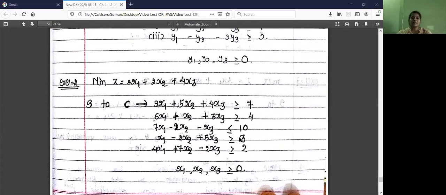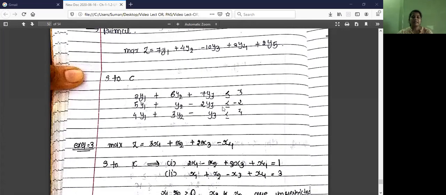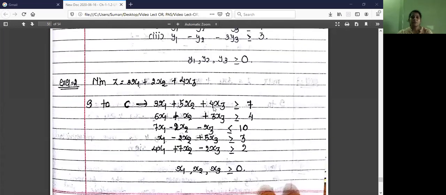What is our subject to constraint equation? It is 3y1 plus 6y2 plus 7y3 plus 1y4 plus 4y5. Our question is in maximization form, then we write the less than or equal to sign. Got it? So less than or equal to 3.